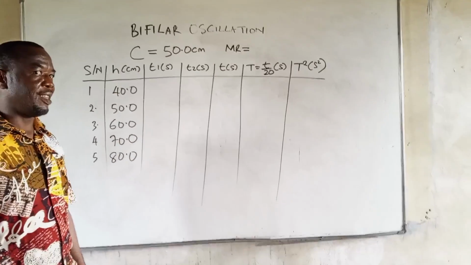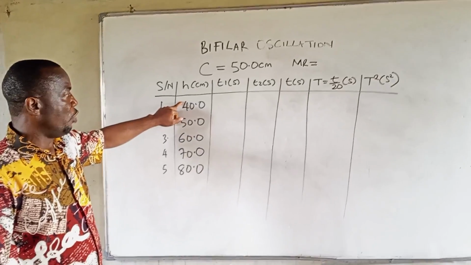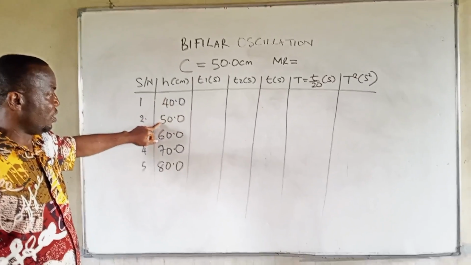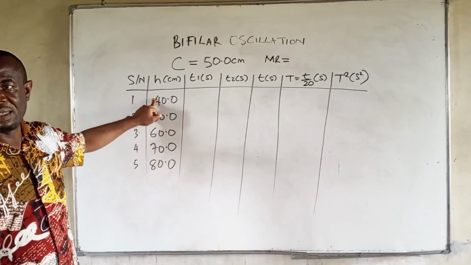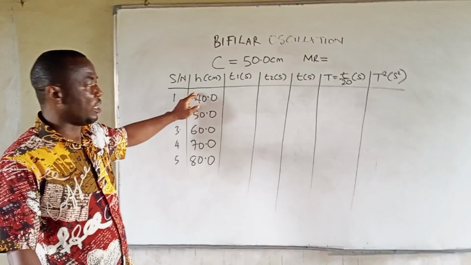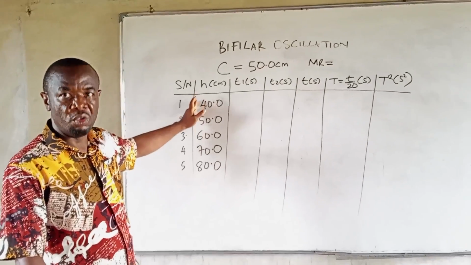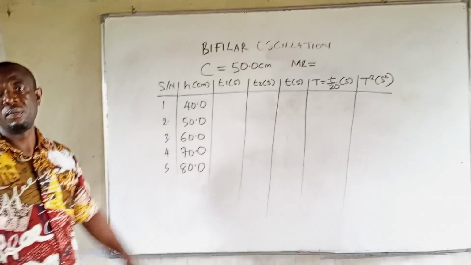You maintain a constant length for each experiment. So the lengths we're maintaining here are lengths of 40 cm, 50 cm, 60, 70, and 80. This height represents the length of the strings that are holding or suspending the meter rule. So let's go to the question and then move to the experiment, please.